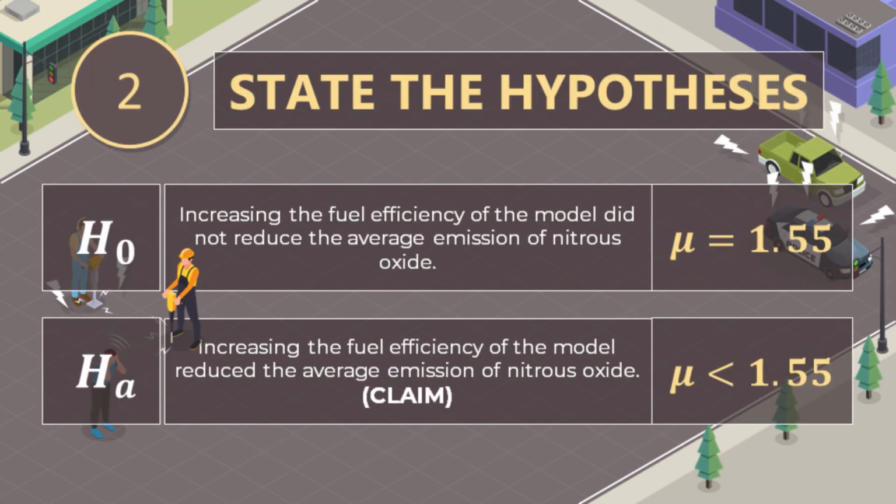Given that, the next step is to state the hypothesis. So first is our null hypothesis. This is the statement of equality. This would be increasing the fuel efficiency of the model did not reduce the average emission of nitrous oxide, or mathematically, mu is equal to 1.55. Our alternative hypothesis naman is increasing the fuel efficiency of the model reduced the average emission of nitrous oxide, or mathematically, mu is less than 1.55 since it reduced. And this will also be our claim.